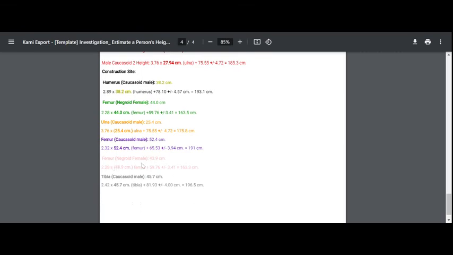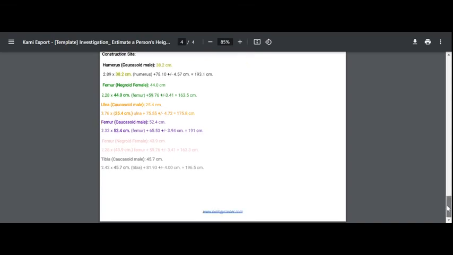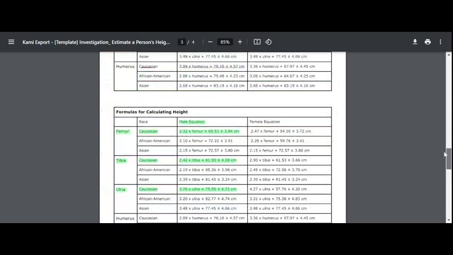So again, we've got a femur, negroid female, 43.9 centimeters. The formula that we're using is 2.28 times 43.9 centimeters. Remember, 43.9 centimeters is the length of the femur, plus 59.76, plus or minus 3.41. I chose to add 3.41, which is 163.3 centimeters.